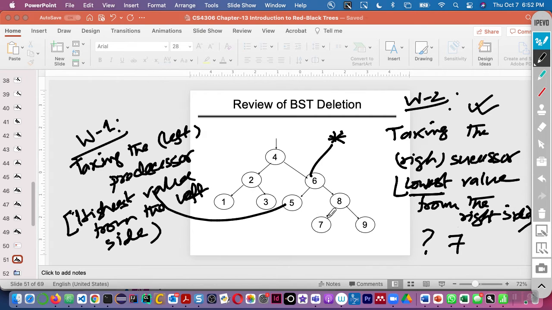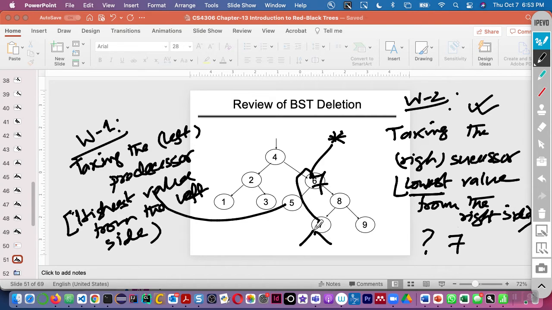So this 7 value we got, this target value is replaced by this 7. So 7 goes here. Now let us see that it maintains the BST. 7 is greater than 5, less than 8, that is okay, but we have a duplicate 7. In a BST we cannot have duplicate elements, right?